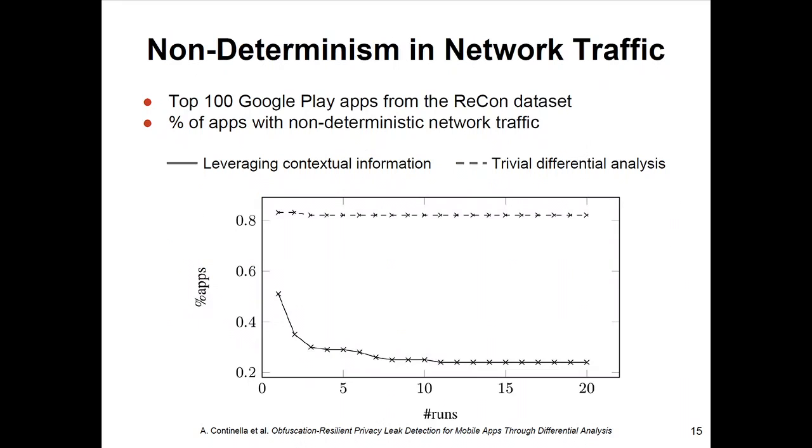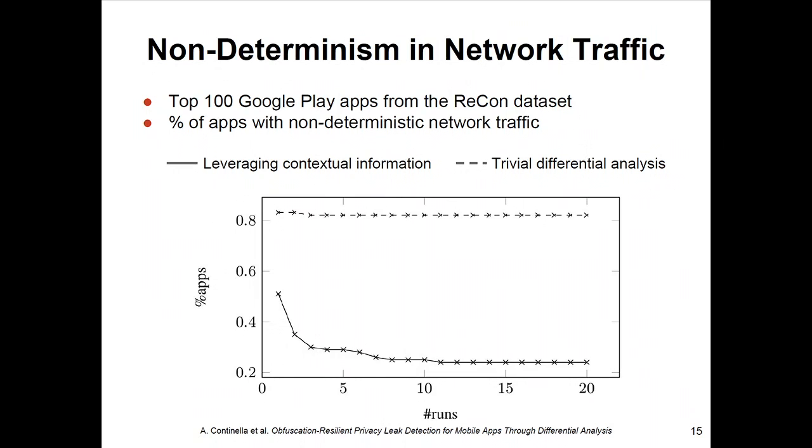So as a first experiment, we measured the non-determinism in the network traffic. We used the 100 apps from Google Play, and we analyzed those apps twice. The first time, leveraging our full approach, so leveraging the contextual information. And the second time, by applying the trivial differential analysis without explaining the non-determinism. And in both cases, we performed the differential analysis without changing the values of the sources of private information.